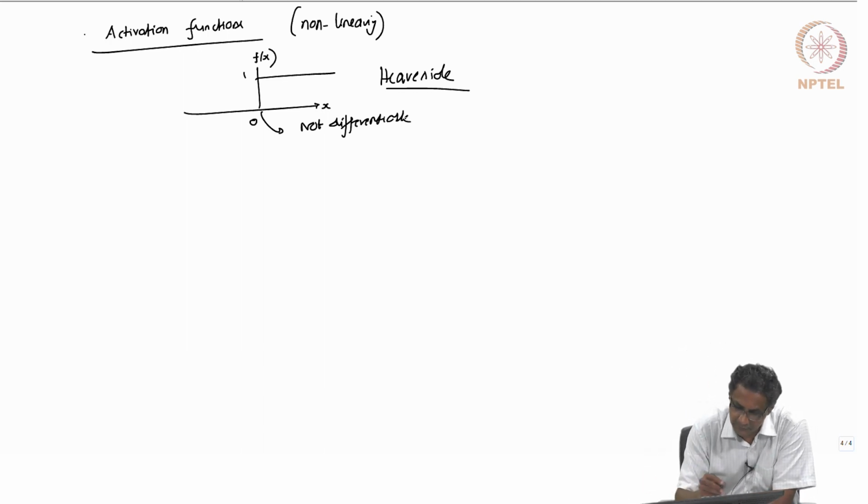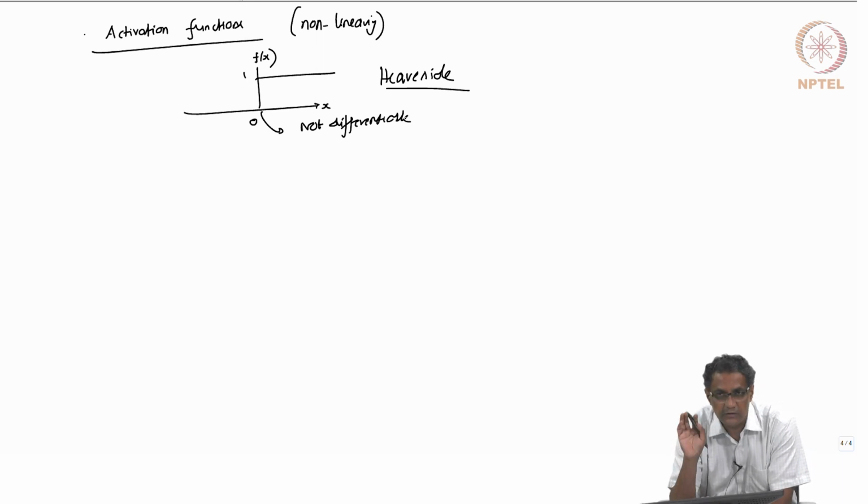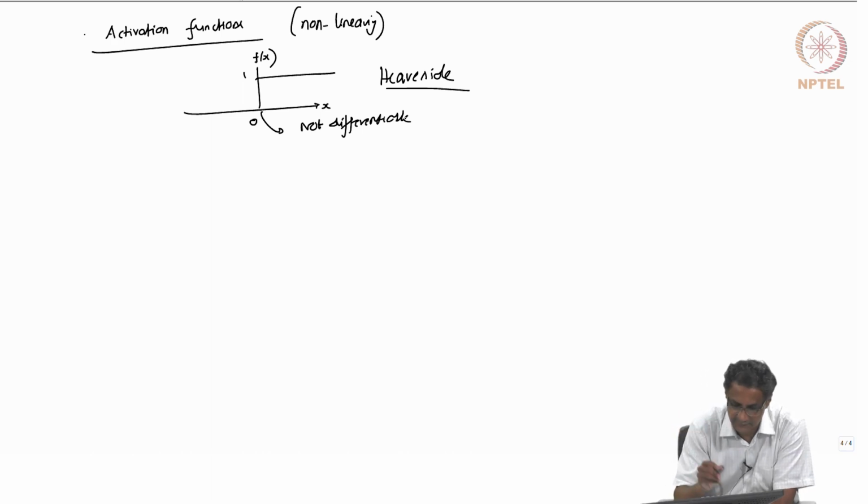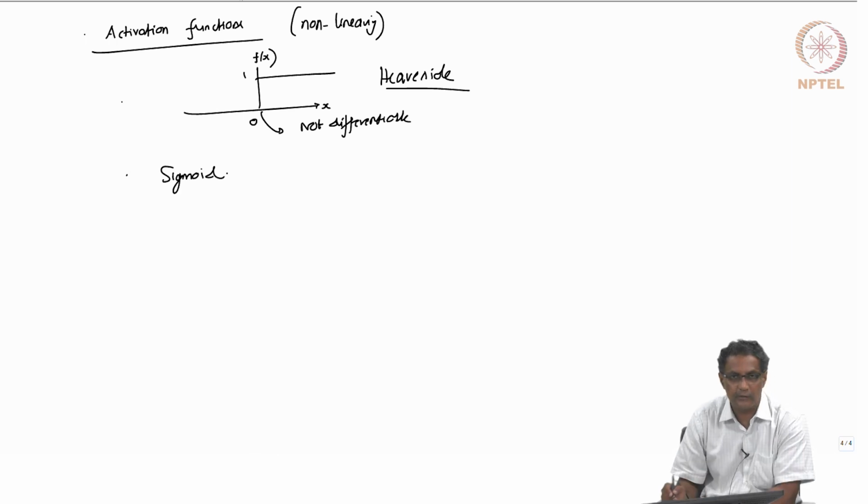Which is why this Heaviside is not used. We used it in the beginning just to make the argument with some simplicity, but really this is not the one that is used. Then there is something called the sigmoid, which has been around for a long time, but again it is not the one that is most commonly used. Initially there was a lot of hype around it, but all that settled down.